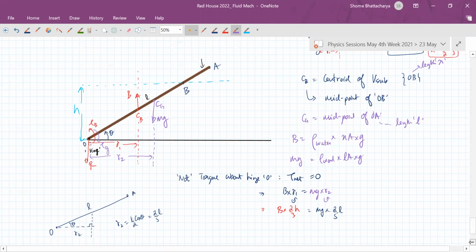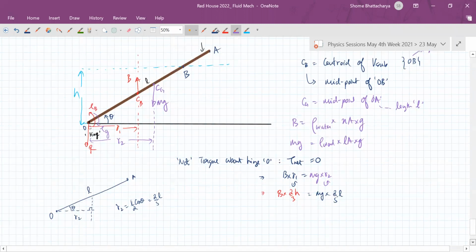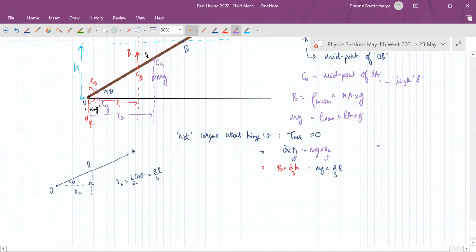Okay. So now further, we can first write it like this, that this is buoyant force into x by 2 cos theta, and this is mg into L by 2 cos theta. So that's probably an easier way because cos theta will cancel out.